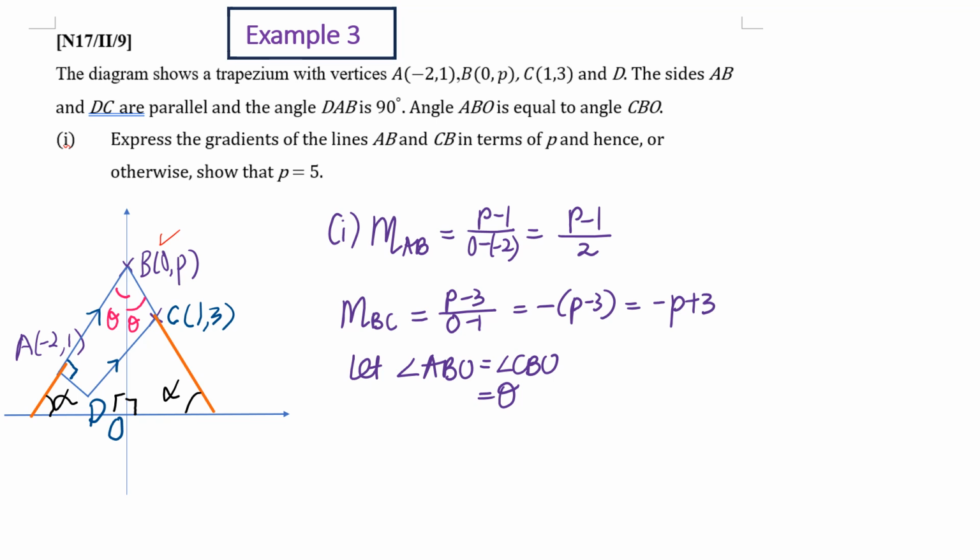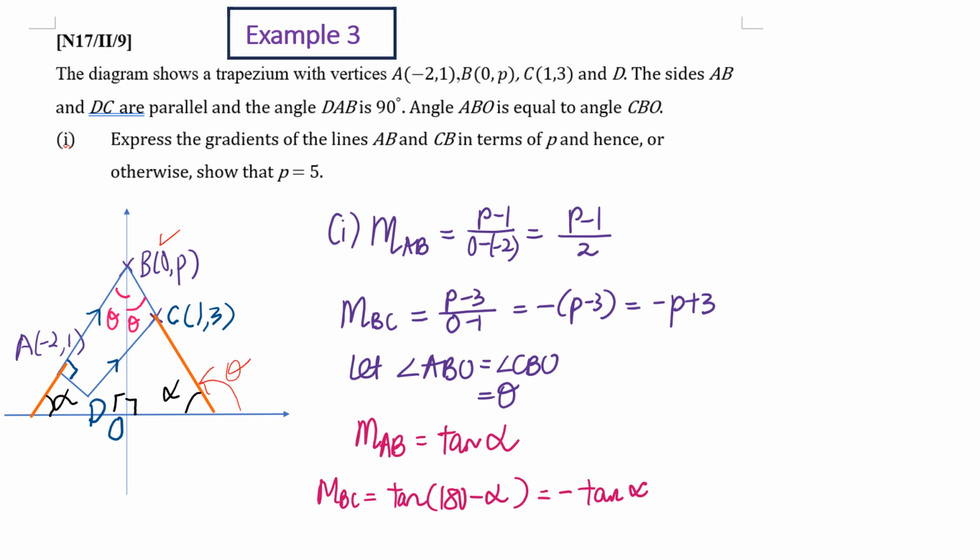Alright, so I've already explained earlier on, I've let the angle ABO to be theta, and therefore CBO is also theta. Right, so using the concept of m equals tangent theta, we know that the gradient of AB would just be tangent alpha. And the gradient of BC, right, would be this angle here. Because, let's recap, m equals tangent theta again.